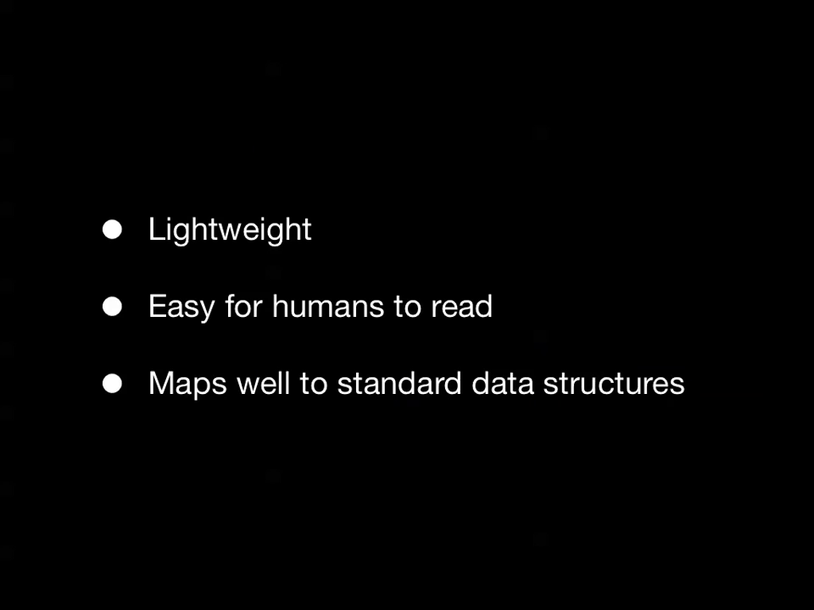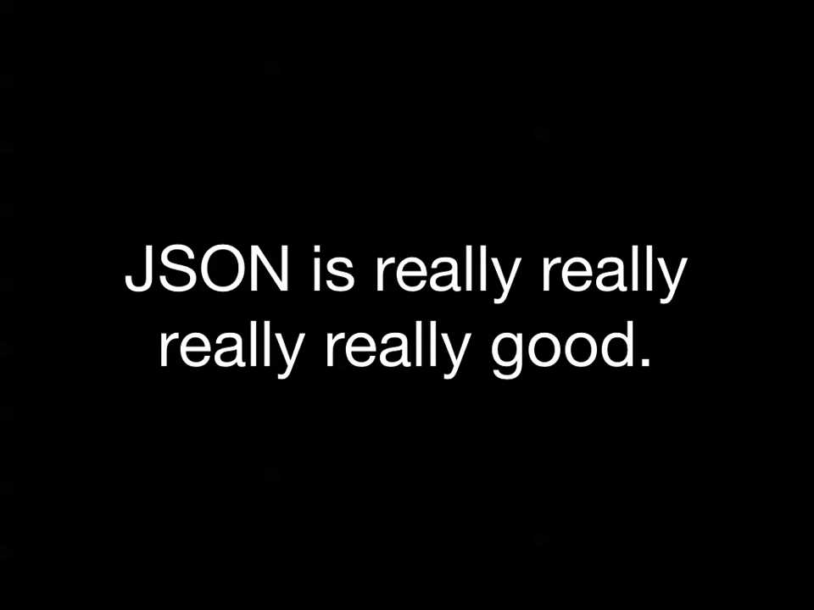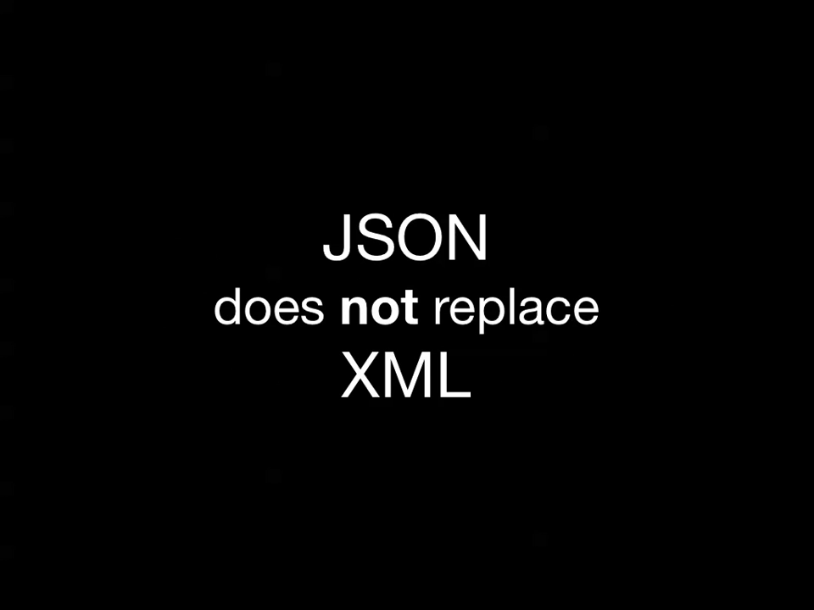More recently, we had this thing called JSON come along, and JSON can replace XML in a lot of situations. And JSON is cool because it's lightweight, which means you don't have much bandwidth overhead when you send it. That's great on mobile devices. It's really easy for humans to read, and it maps well to the standard data structures that we use in all manner of development. It relates directly to dictionaries and arrays, and you can represent basically any data structure easily using those. So yeah, JSON is really good. Who here agrees with me? Yes, JSON is great, but it does not replace XML. It's not a one-to-one replacement, and I'll explain why.